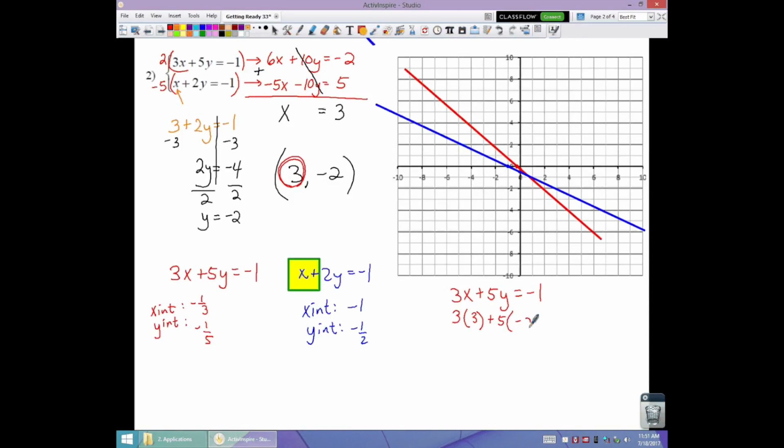I can go ahead and substitute negative 2 for y and just make sure it's correct. 3 times 3 is 9, plus 5 times negative 2 is negative 10. And 9 plus negative 10 does equal negative 1. So that lets me know 3, negative 2 is a point for the red line.